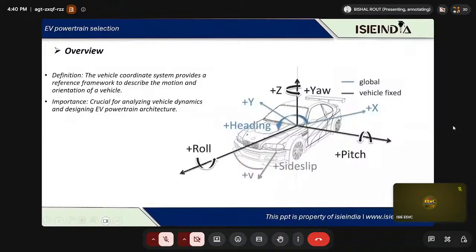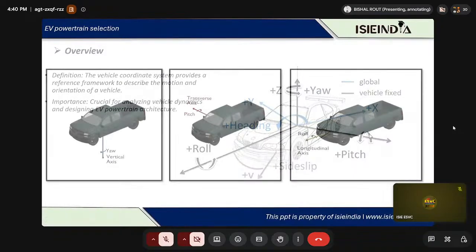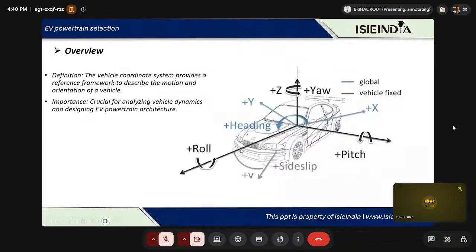Generally, a coordinate system has three lines. This is very important, right? This black color line is the vehicle coordinate system. The blue color line is called the global coordinate system. Remember, the global coordinate system is nearly constant. It won't change. It will be equal for a truck, and it will be equal for a bus.